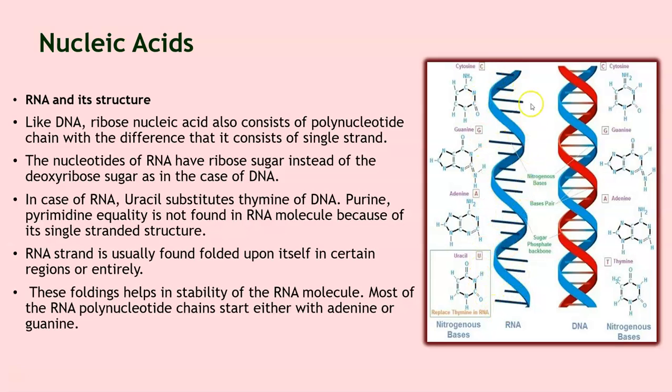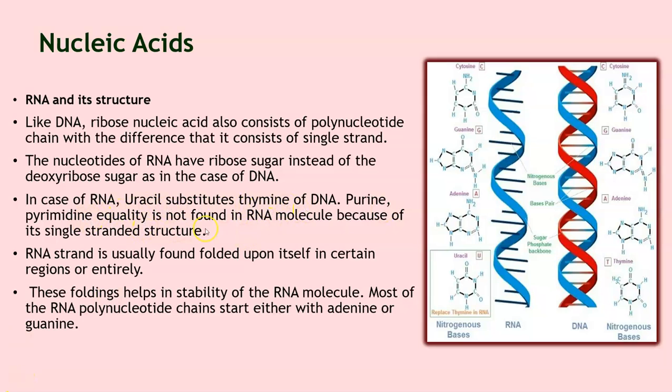This is the structure of your RNA, and here for your reference, I have put the structure of the DNA also. So the basic difference is that in the RNA you have a single strand, and in the DNA you have a double strand. The nucleotides of the RNA have ribose sugar instead of the deoxyribose sugar as in the case of DNA. So this is the second difference, that we have ribose sugar in RNA, and on the other hand in the DNA we have the deoxyribose sugar. In the case of RNA, uracil substitutes thymine of the DNA. So this is the third difference.